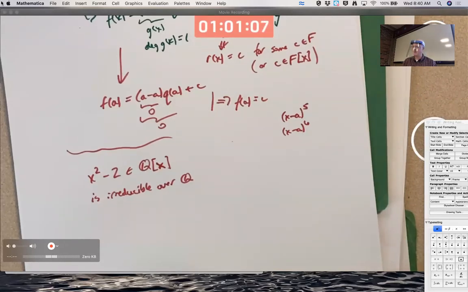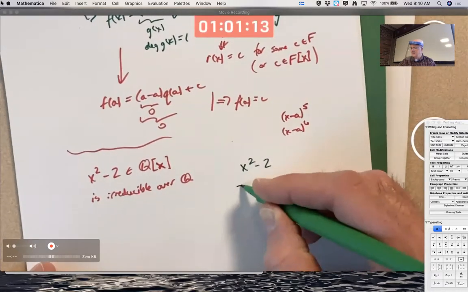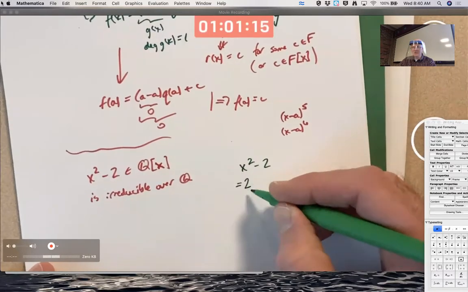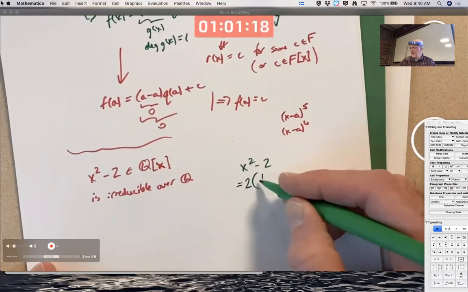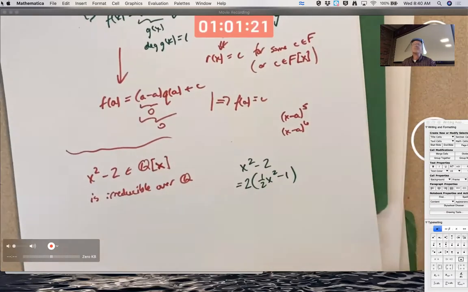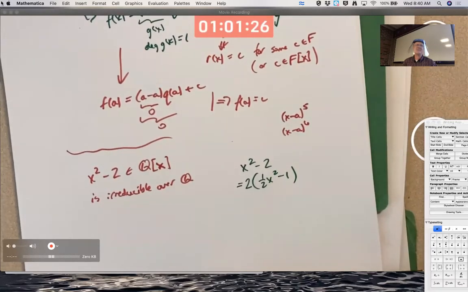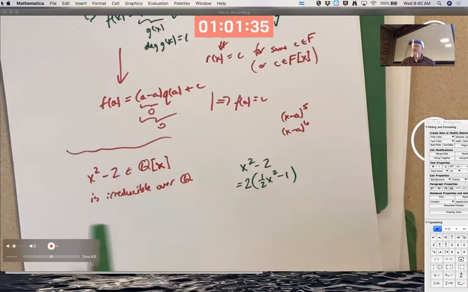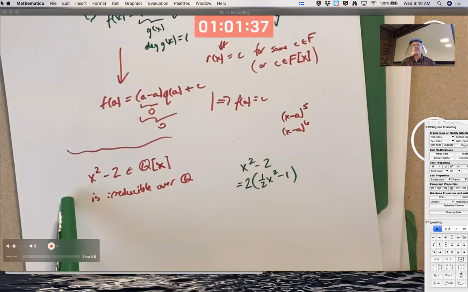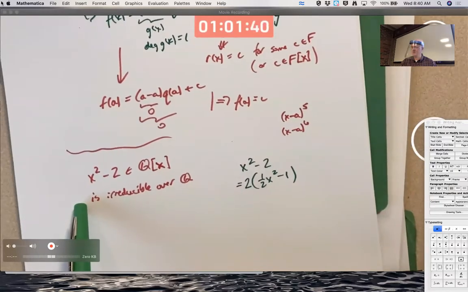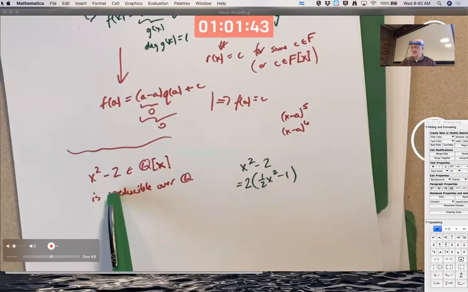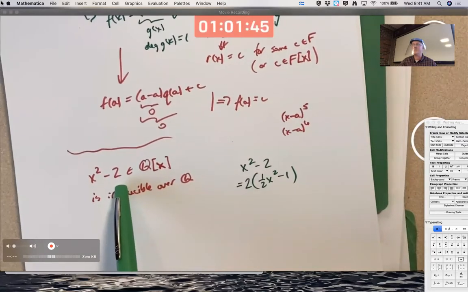You could do a strange factorization. You could, for example, do x squared minus 2 equals 2 times, in parentheses, 1/2 x squared minus 1. You could write that, but that seems silly for one thing. And for another thing, these don't both have lower degree than the original. You can't factor this as a product of two linear polynomials with coefficients in Q because its roots, its zeros are plus or minus square root of 2, and square root of 2 is not a rational number.